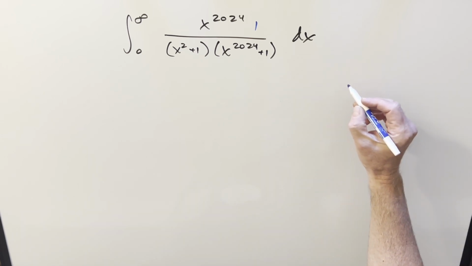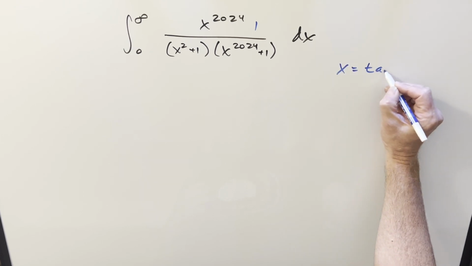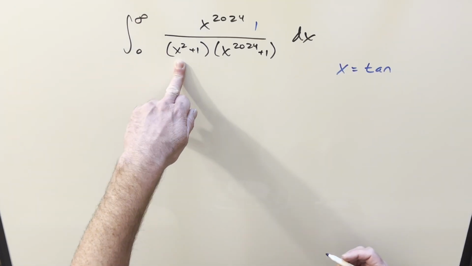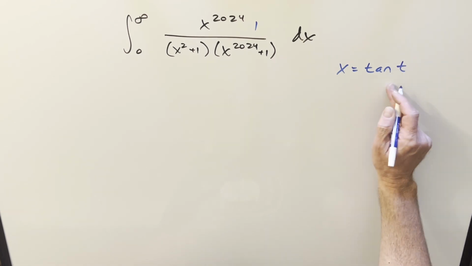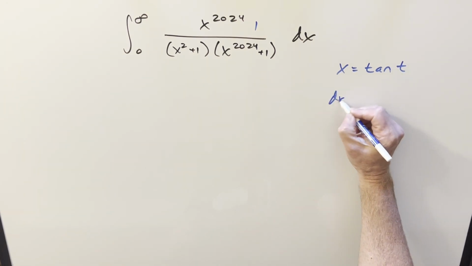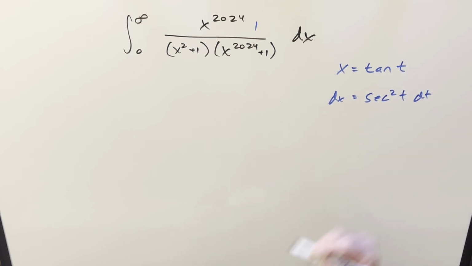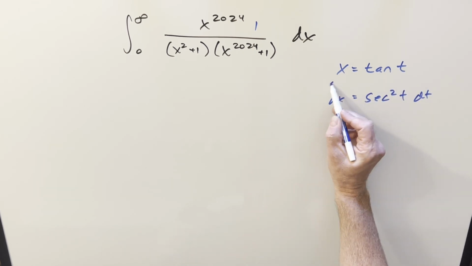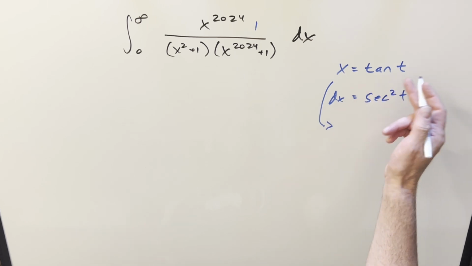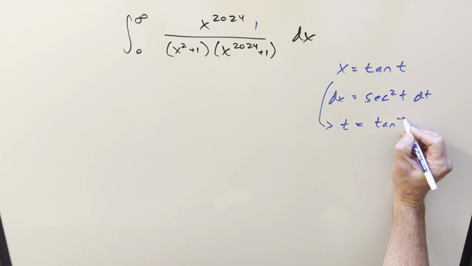I'm not sure if there are other ways to do this, but let's just try a trig substitution on this. Noticing where we have x squared plus 1, it seems like the substitution x equals tangent t is going to work well here. So, taking a derivative, for dx we have just secant squared t dt. And let's get a value for t while we're at it.